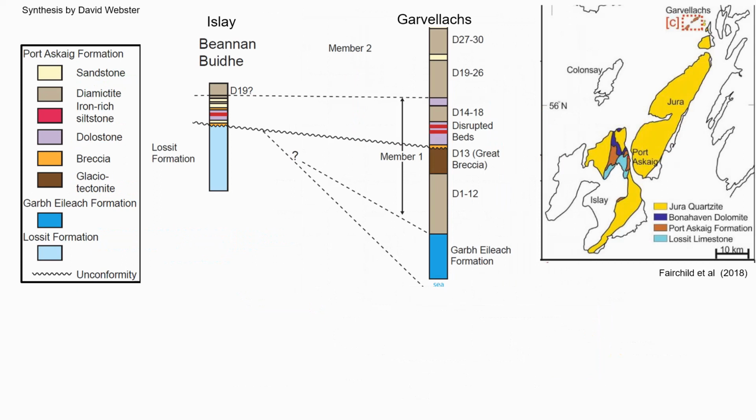Now let's see how this applies to the Port Askaig Formation. First, we have to explain that the lower Port Askaig Formation contact is different in its two key locations. On the map on the right, you can see the large Isle of Islay, and in the far north of the map, the Garvellachs Islands. The diagram in the centre shows that the Port Askaig Formation rests on the Garvellach Formation in the Garvellachs, but on the Losset Formation on the Isle of Islay.